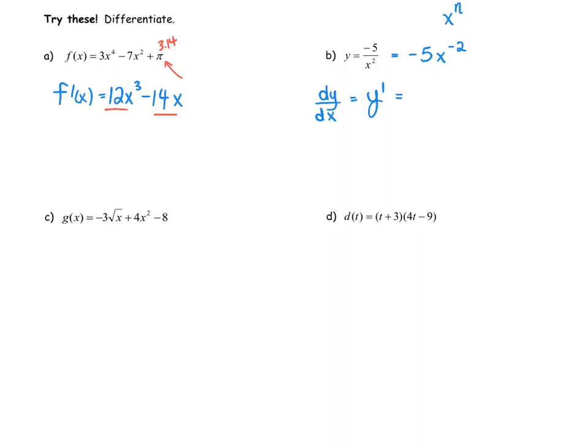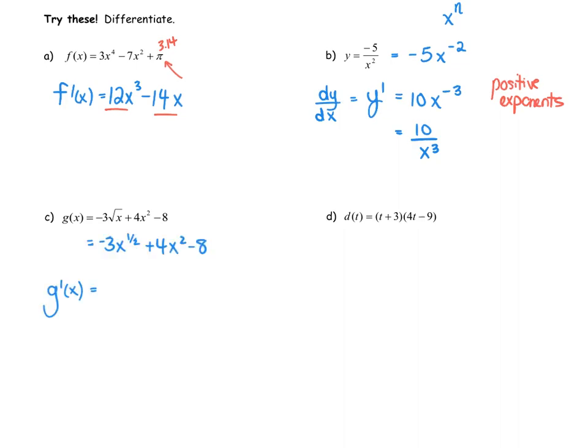Okay, so we're going to bring the negative 2 down, times negative 5 is positive 10. Subtracting 1 from that exponent, we're going to get negative 3. And then the one rule, of course, here is we write all answers with positive exponents. And so we are going to rewrite that as 10 over x cubed. And hopefully that one makes sense to you. Okay, pause the video and try C.